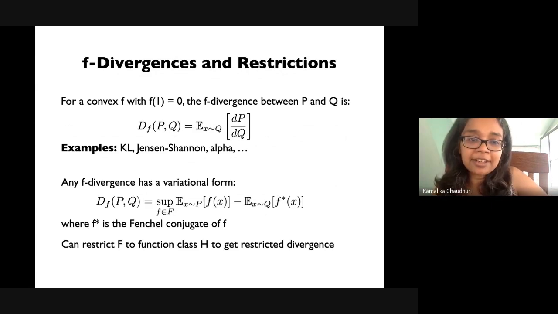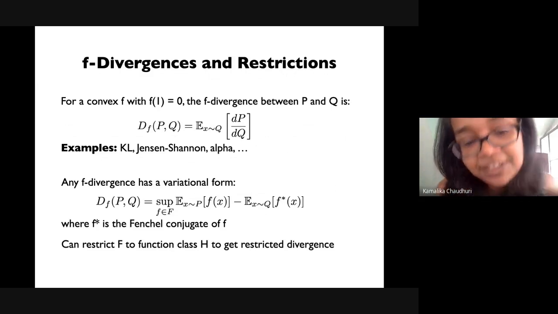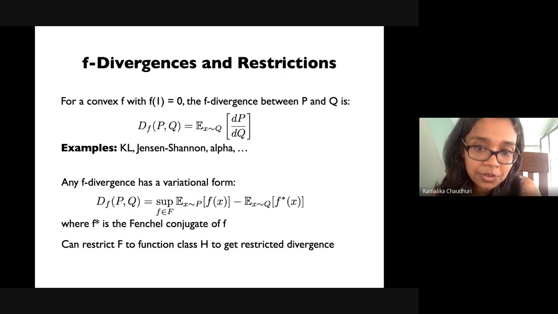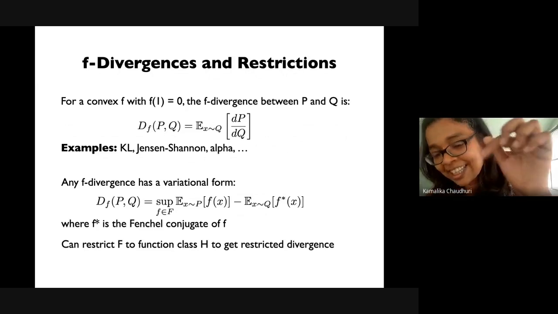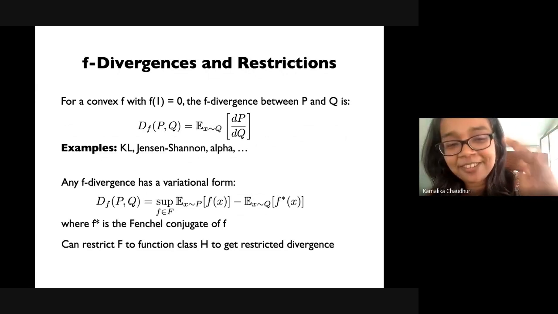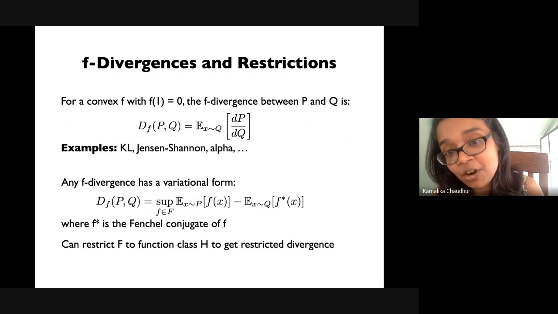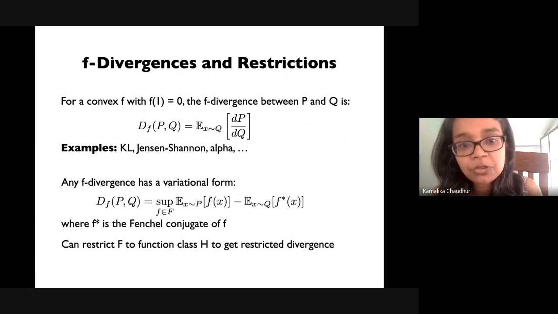So what does an F divergence say? If you have a convex function f such that f of 1 is 0, then the F divergence between two distributions P and Q can be defined as follows. There's a typo, there should be an f in front of dP over dQ. So the F divergence is the expectation, x drawn from Q, of f of dP over dQ, and this is when P is absolutely continuous with respect to Q.